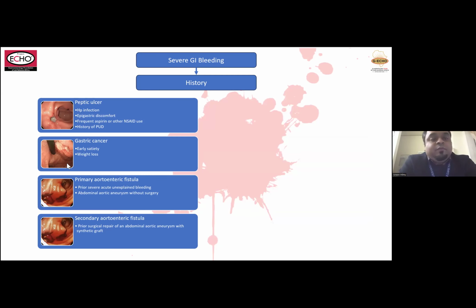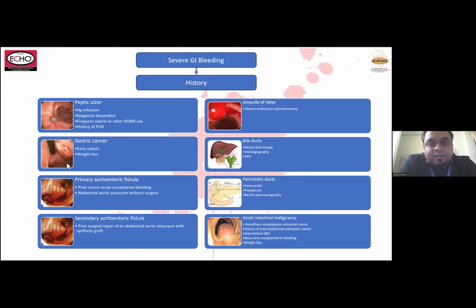And if you had a history of being eradicated for H. pylori or diagnosed with H. pylori, we should also think of, and if you had epigastric discomfort or use of any NSAIDs and aspirin and previous history of peptic ulcer disease, we should also think of PUD as one of the causes, which is one of the very common causes which we find. And always suspect, if the patient has weight loss and early satiety, is this a gastric cancer? And primary enteric fistulas and secondary enteric fistulas should be suspected as well.